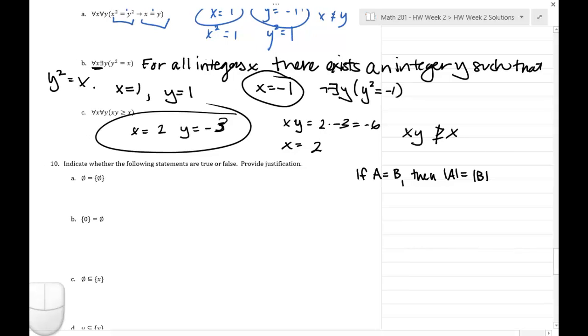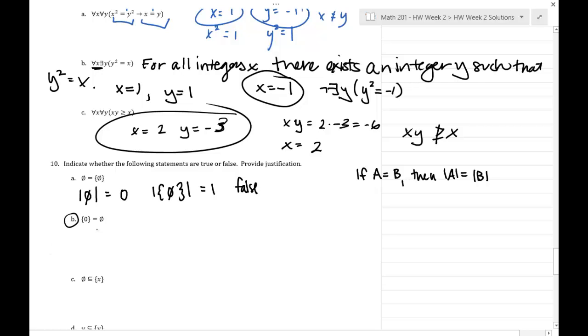So when I'm looking at this set equality, if the empty set is equal to the set containing the empty set, then we must have the cardinalities be the same. I know that by definition the cardinality of the empty set is 0. There's no elements in that set. However, the cardinality of the set containing the empty set is actually 1. That set contains 1 element. Even though it's the empty set, it's still an element. So since their sizes are not the same, they don't have the same number of elements, I know that this is a false statement.